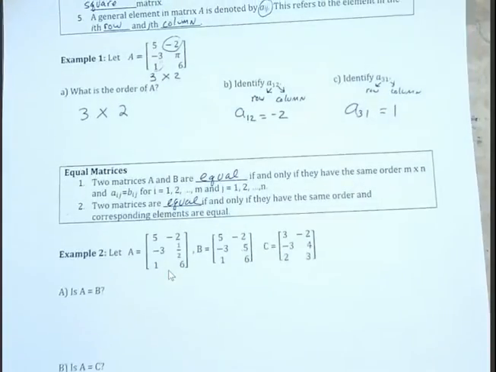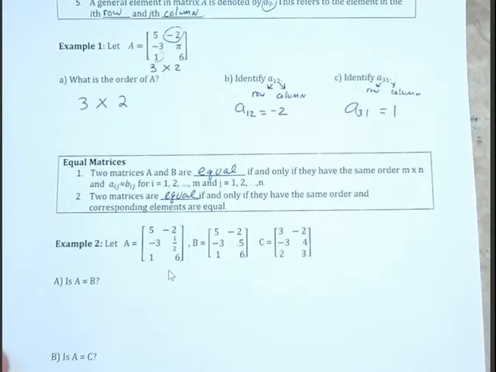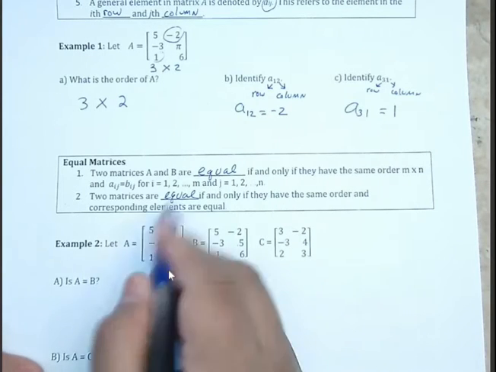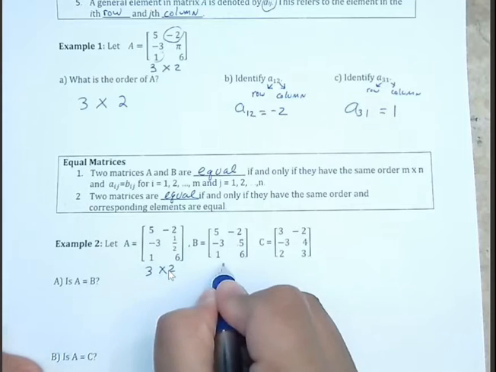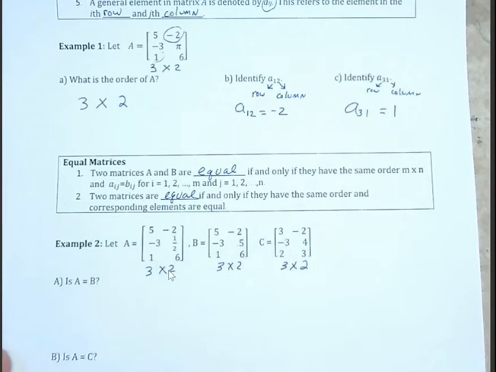Two matrices A and B are equal if and only if they have the same order and their corresponding entries are the same. So here I'm given three matrices. Let's figure out the order. So this is a 3 by 2. This is a 3 by 2 and a 3 by 2. So all the orders are the same.